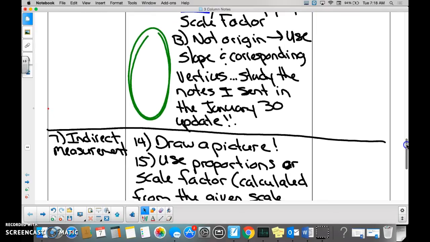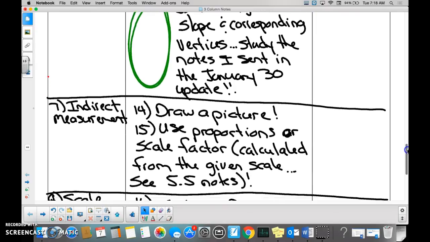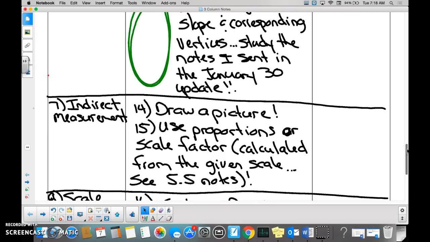Indirect measurement, draw a picture. I don't know if I've said it, but draw a picture. If you draw a picture, you are going to get a better idea of what you're trying to solve and what you're looking for. You must be able to use proportions or scale factor to calculate indirect measurement. Again, back to scale factor, calculated from the given scale. See 5.5 notes. I just talked about it in 5.5. Also go back to your 5.5 notes. It's the quotient of the scale.